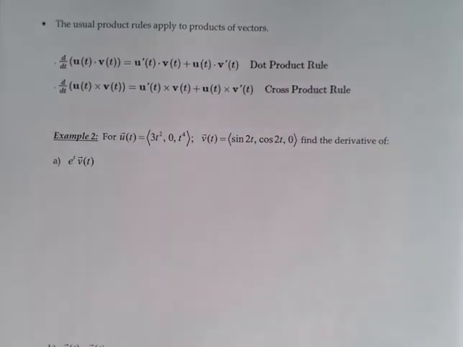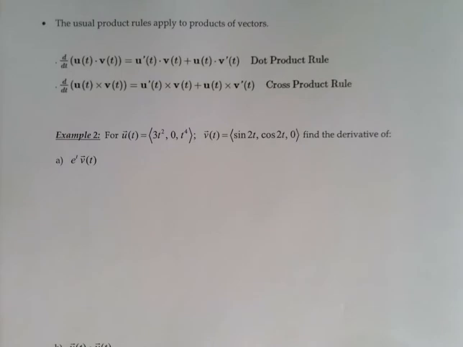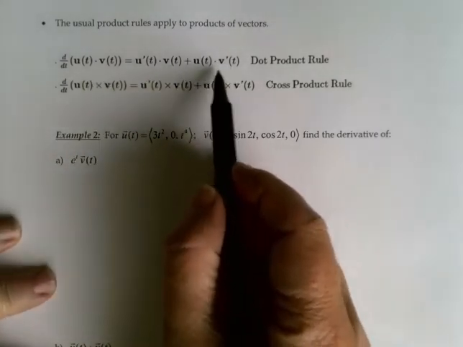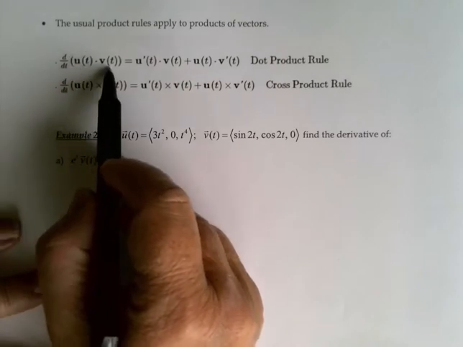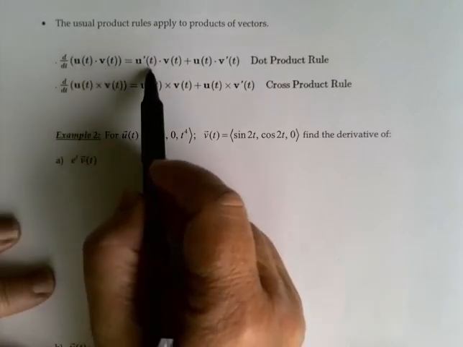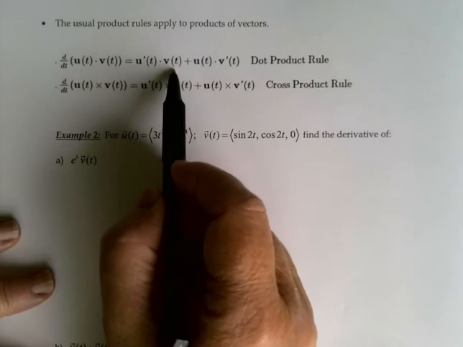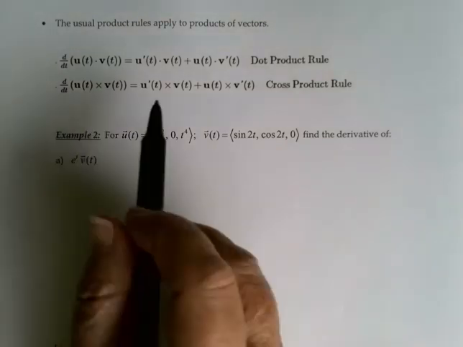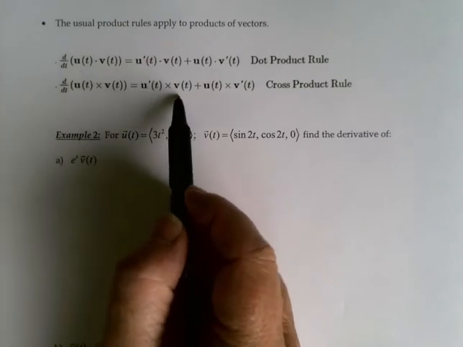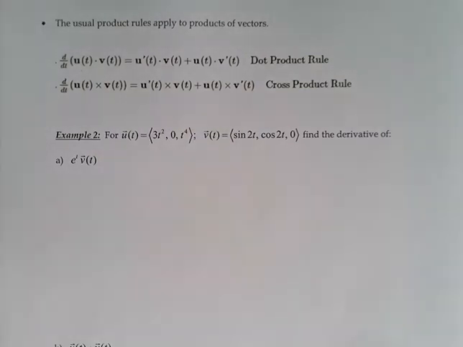But I'm going to warn you ahead of time, they're true. I don't personally find them especially useful. You'll see they look just like they look for a regular product rule. If I want the derivative of a dot product, I can do u prime dot v plus u dot v prime, right? That's just like f g prime plus g f prime. Same idea. And the derivative of the cross product, u prime cross v plus u cross v prime.